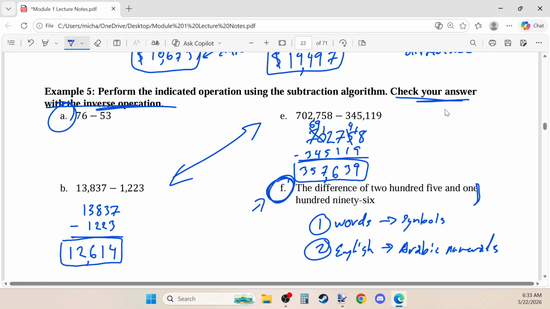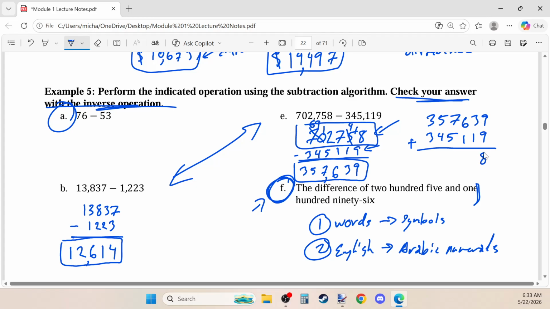Let's check one of these. I'm going to check the longer one. You can check on your own, but we're just going to take the answer and add the subtrahend and see if we get back our top number, the minuend.